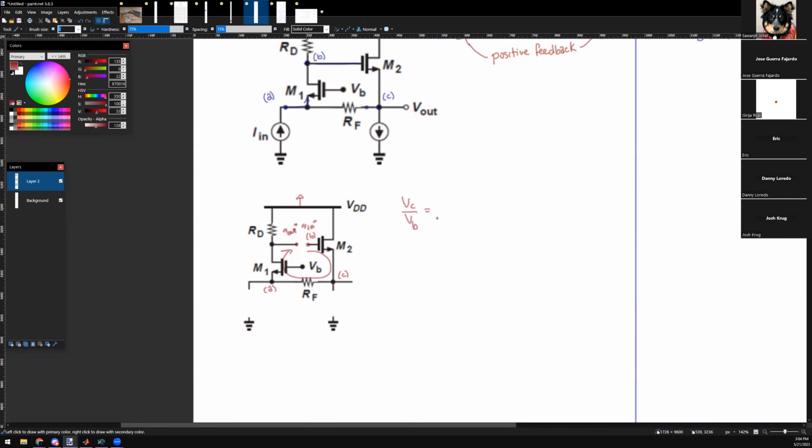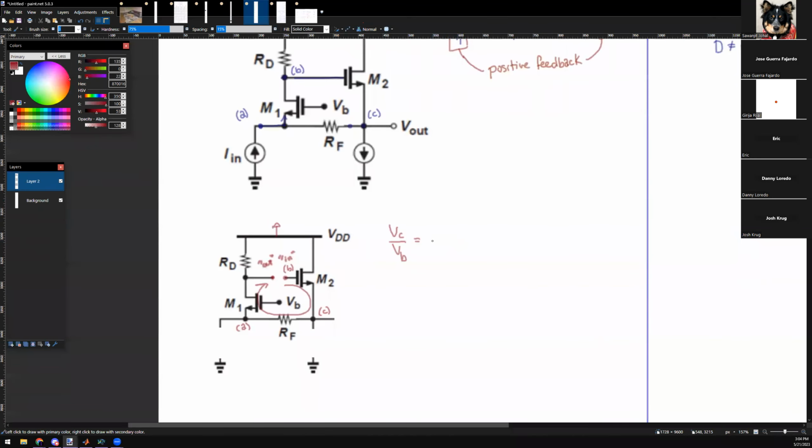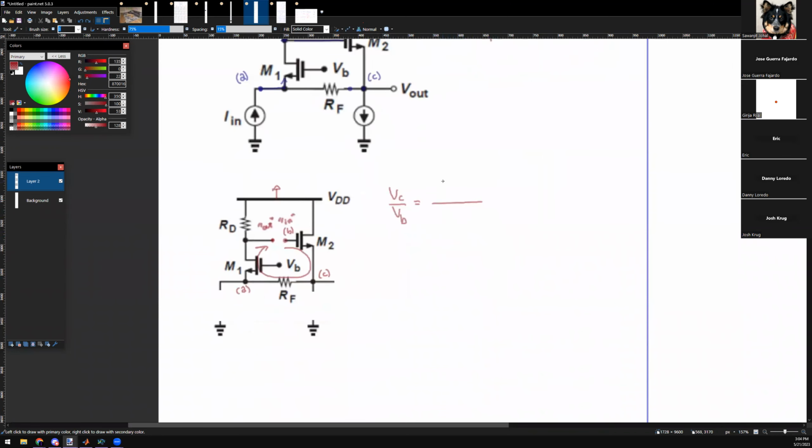B2C is common gate. So the source follower, and RO is supposed to be infinity. So this guy's going to be GM RS2 over GM RS2 plus 1, correct? Yes.